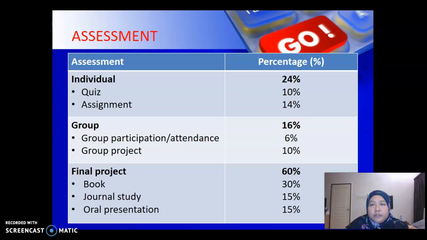Okay, so for this module, the assessment is based on individual 24%, which includes quiz and assignment, and then you will have your group project. The final project is 60%, consisting of book presentation, journal study, and also oral presentation.